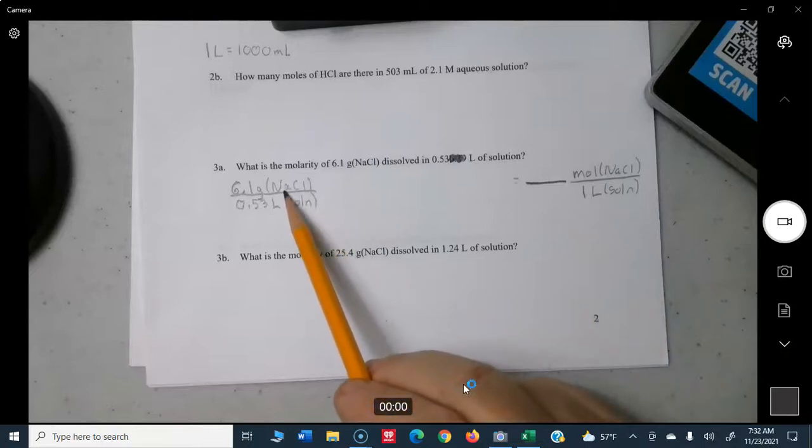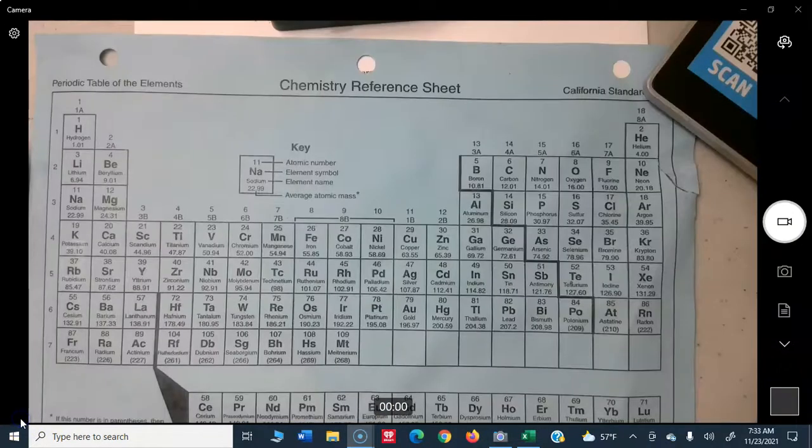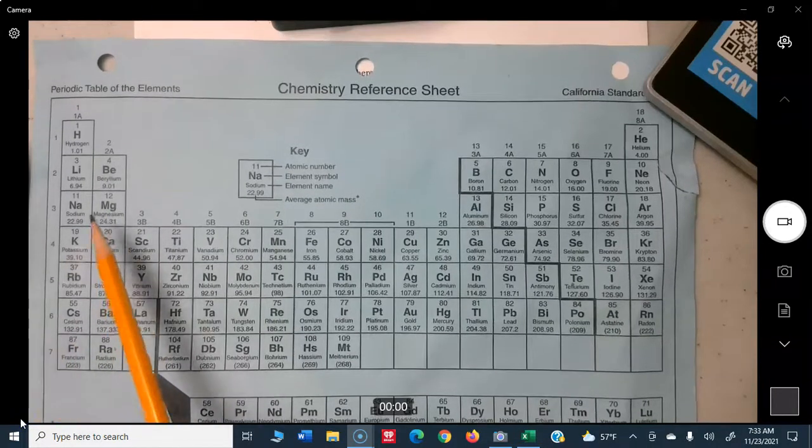On the top, we have grams of NaCl. We need to get to moles of NaCl, and this is something you've done a million times, and that is the molar mass. You need to use the molar mass of NaCl to convert those two. So we get a periodic table. You should always have a periodic table out, and Na is 22.99, and chlorine is 35.45, so you simply add those two together. And that gives us 58.44 for the molar mass of sodium chloride.